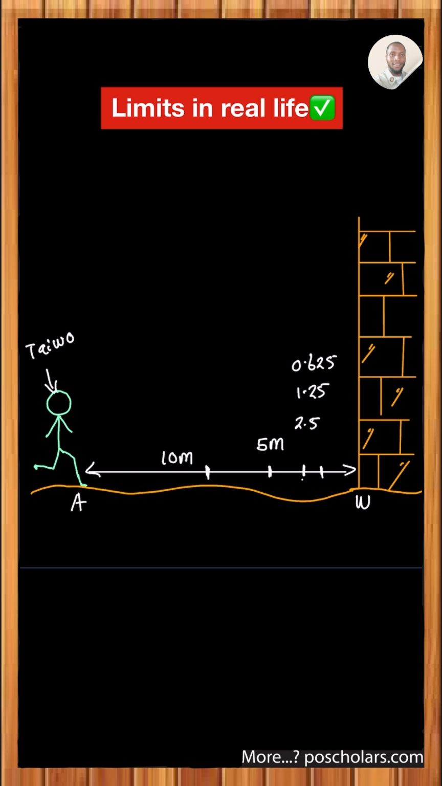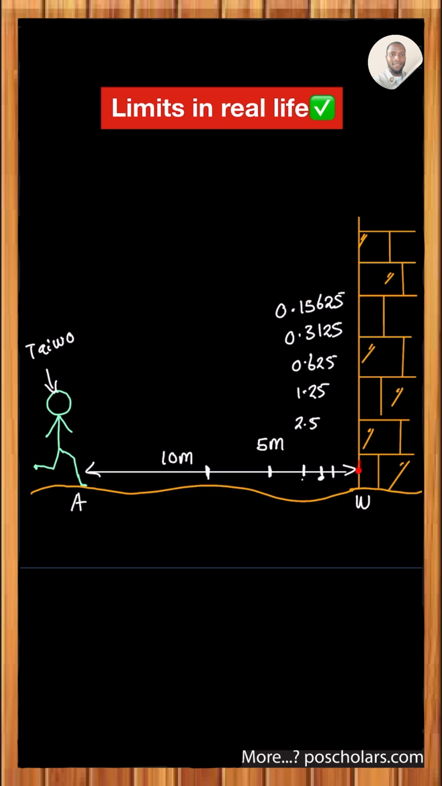Now Taiwo again will journey from this point to half of 0.625, which is the distance that is left. And what's the half of 0.625? The half of 0.625 is 0.3125, which is somewhere here. Now Taiwo again will journey from this point, which is 0.3125, the distance left. And what's the half of 0.3125? The half of 0.3125 is 0.15625.